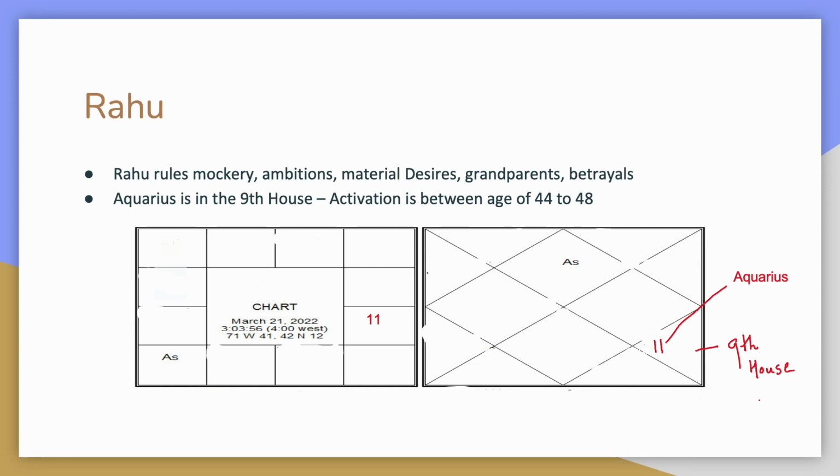Now the question comes to your mind: which signs are ruled by Rahu and Ketu? Ketu is the co-owner of Scorpio and Rahu is the co-owner of Aquarius. So if Aquarius is in your ninth house, that means you have to wait until the age of at least 44 to get the recognition that you desire. And if Scorpio is in your ninth house, you have to wait at least until the age of 40 to get the desired results. So these were the activation timings of the planets that are associated with your ninth lord.